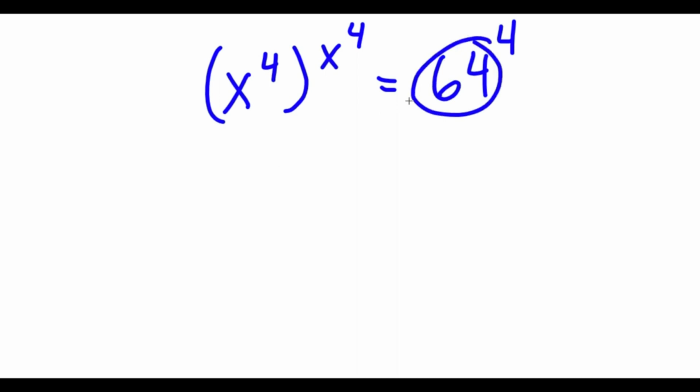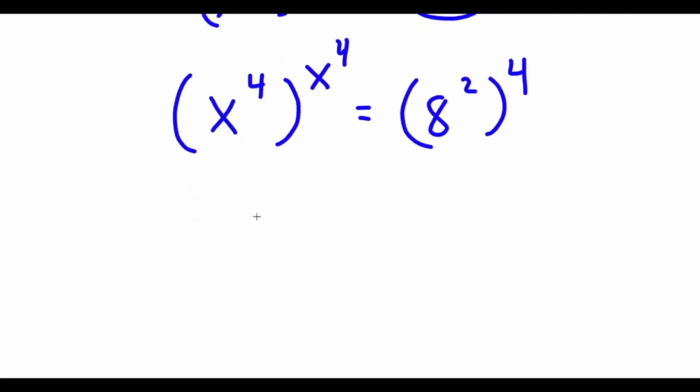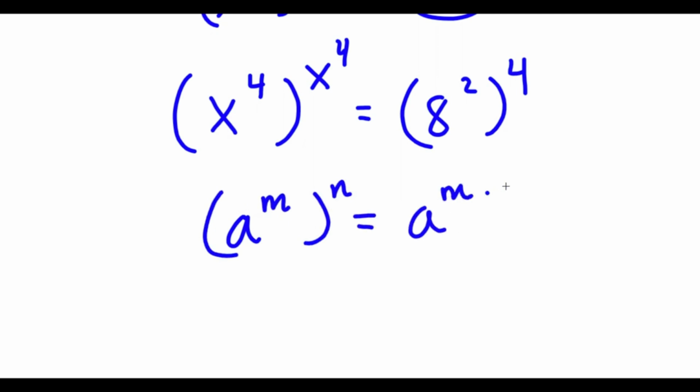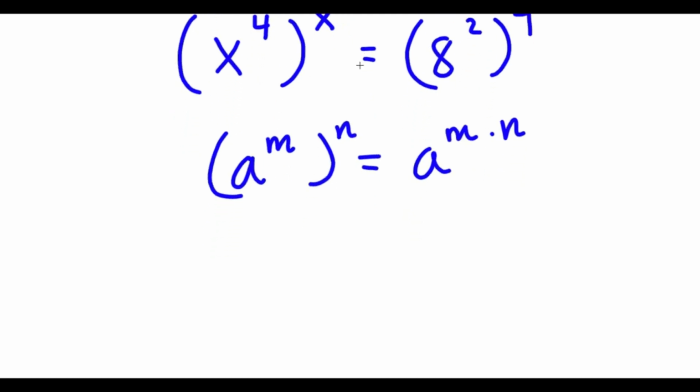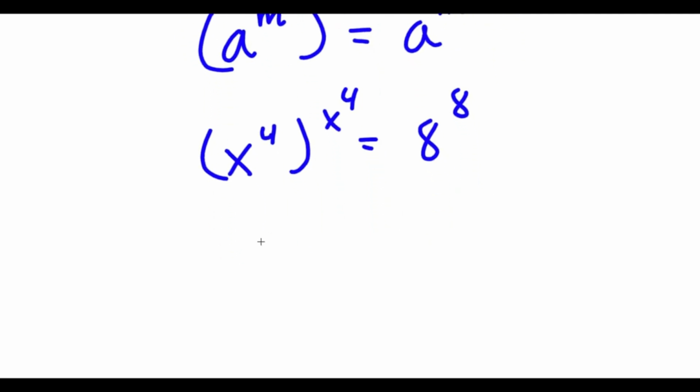Now I'm going to replace 64 with 8 squared. So now I have x to the power of 4 to the power of x to the power of 4 is equal to 8 squared to the power of 4. Now, if I have something in the form a to the power of m to the power of n, this is equal to a to the power of m times n. So 8 to the power of 2 to the power of 4, that's going to equal 8 to the power of 2 times 4, which is equal to 8 to the power of 8. So I have x to the power of 4 to the power of x to the power of 4 is equal to 8 to the power of 8.